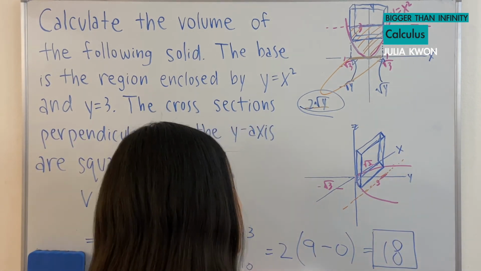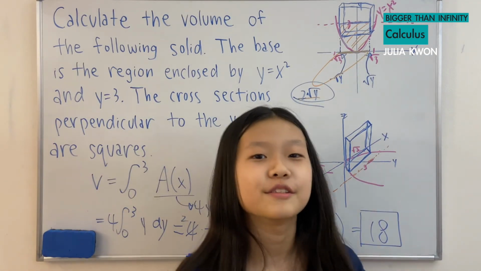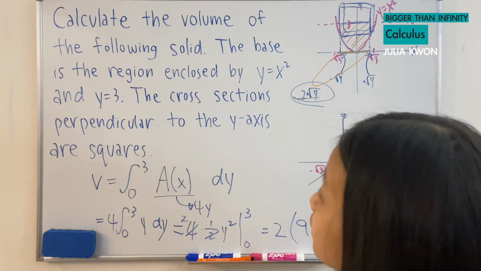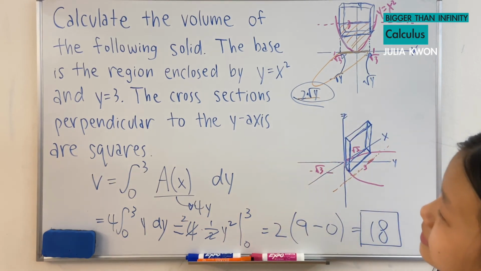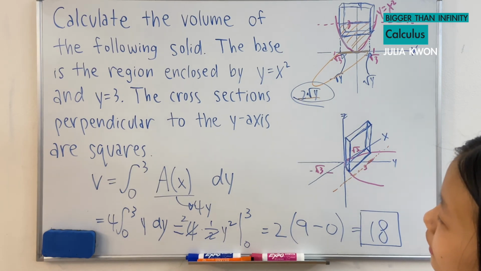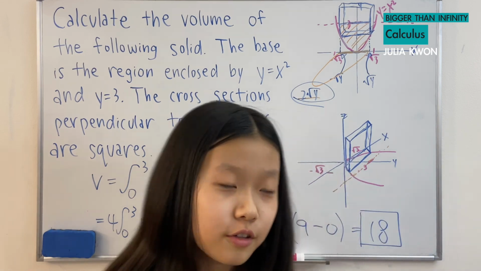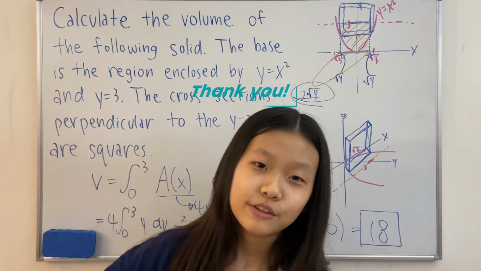I hope that made sense to you guys, the way I solved for the volume of this solid. This will be the end of the video. Thank you for watching, everyone. In this video, I solved for the volume of this solid when the base is the region enclosed by y equals x squared and y equals 3, and the cross sections perpendicular to the y-axis are squares. For the volume, our final answer was 18. Thank you for watching, everyone. Bye.